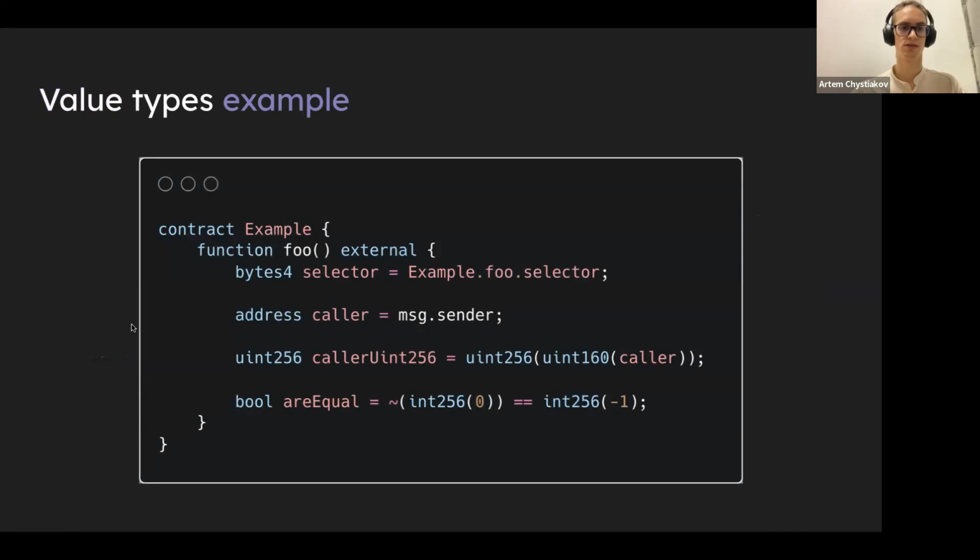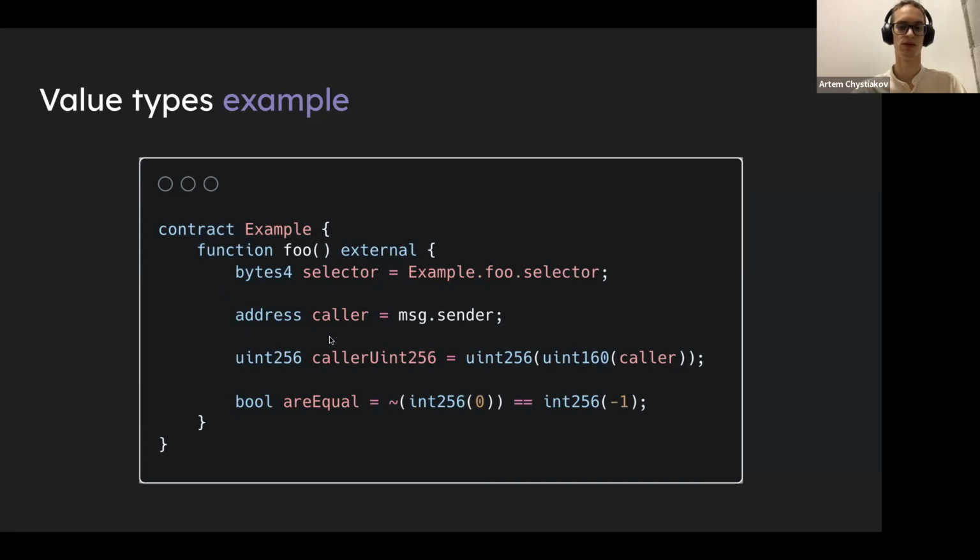So here is a quick example of the types that I talked about. For example, bytes 4, just a regular variable, which lives on stack because it is allocated inside the function body, and it is assigned to the function selector. We'll talk about functions in the upcoming lecture, and also I will cover what selectors are and how they are constructed. But for now, it is just the function signature. It is a value that represents this function, and it is encoded as 4 bytes. So bytes 4.